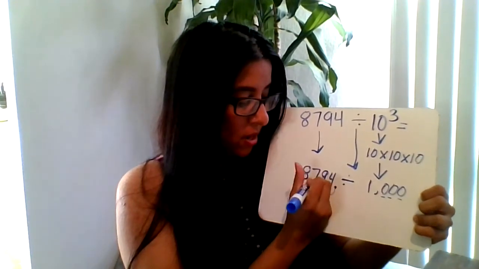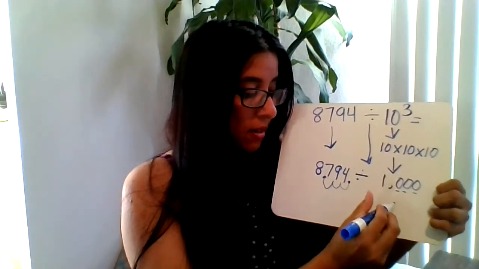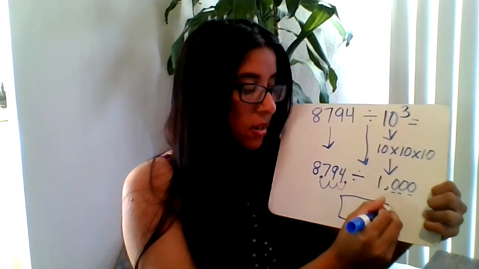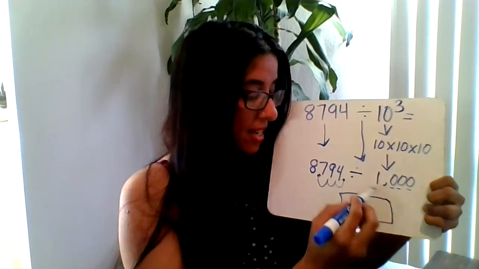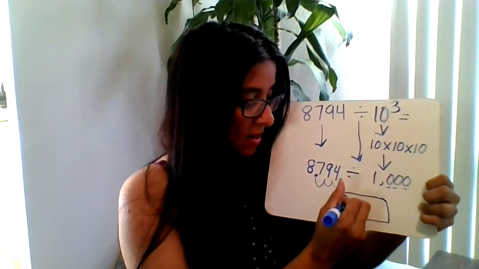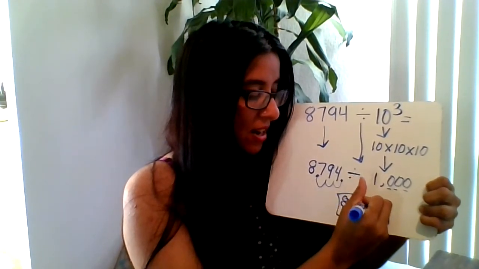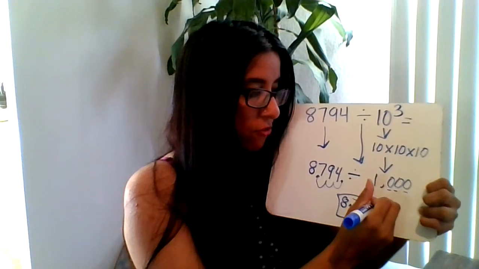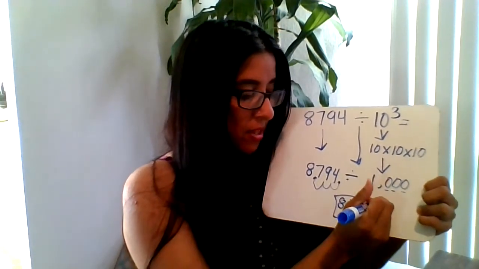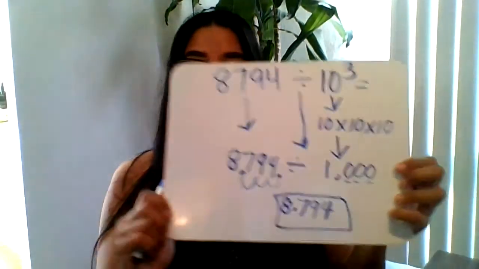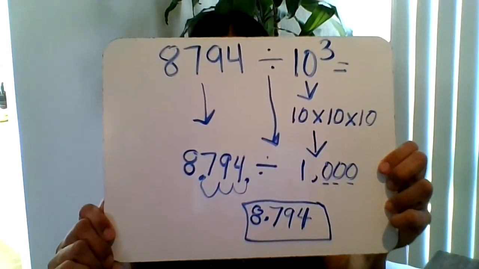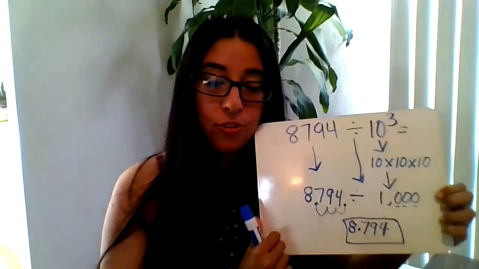1, 2, and 3. Okay, and I will put it in a box so that we can rewrite it nice and neatly, and that's 8.794. Let's make that 4 a little bit more straight. There you go. I'll let you go ahead and pause that. And that is your final answer.